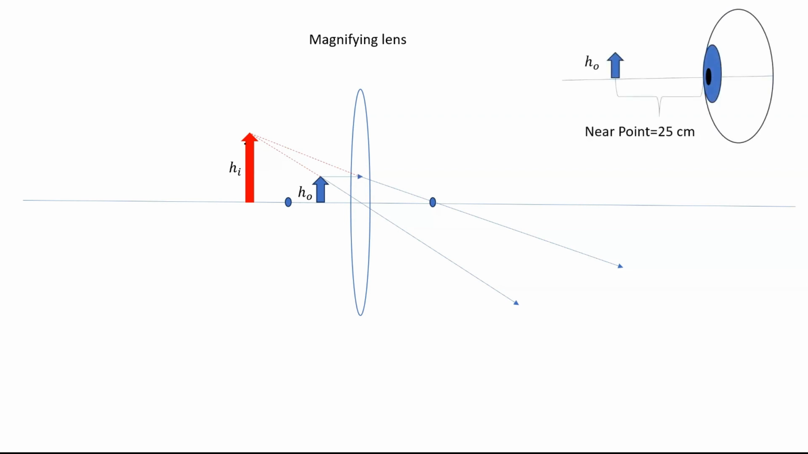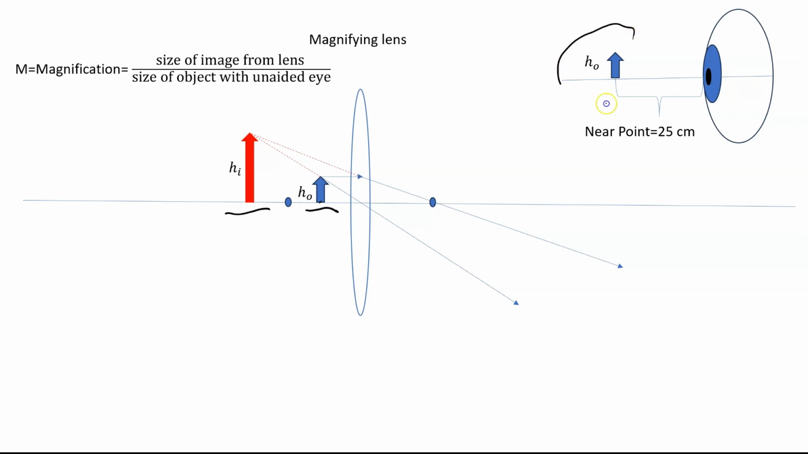And then just as a reference, if we have an object at the near point of our eye, this is the biggest that we can make it unaided. And so magnifying lenses magnify, and when we talk about magnification, what we want to talk about is not the size of the object to the image. That's actually not what we're interested in. In this case, we want to know how much bigger of an angle can we make it than our eye can make unaided.